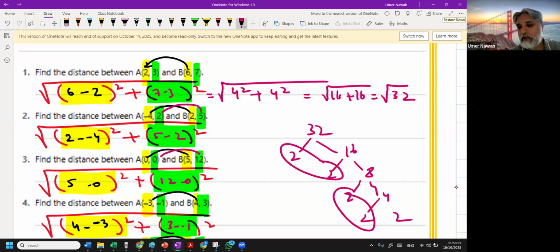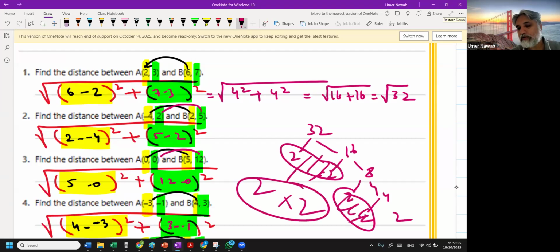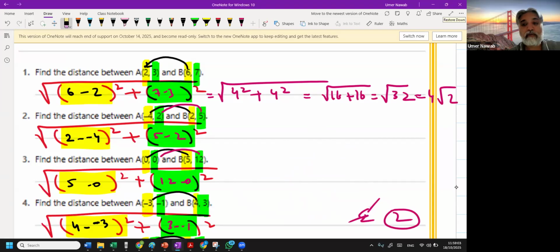1 and 2 pairs. So this gives you 1, 2. This gives you 1, 2. So these two are outside. So 2 times 2 is 4. 4 is outside, and only one number left that will stay inside the square root. So the simplest form of square root of 32 is 4 square root of 2.